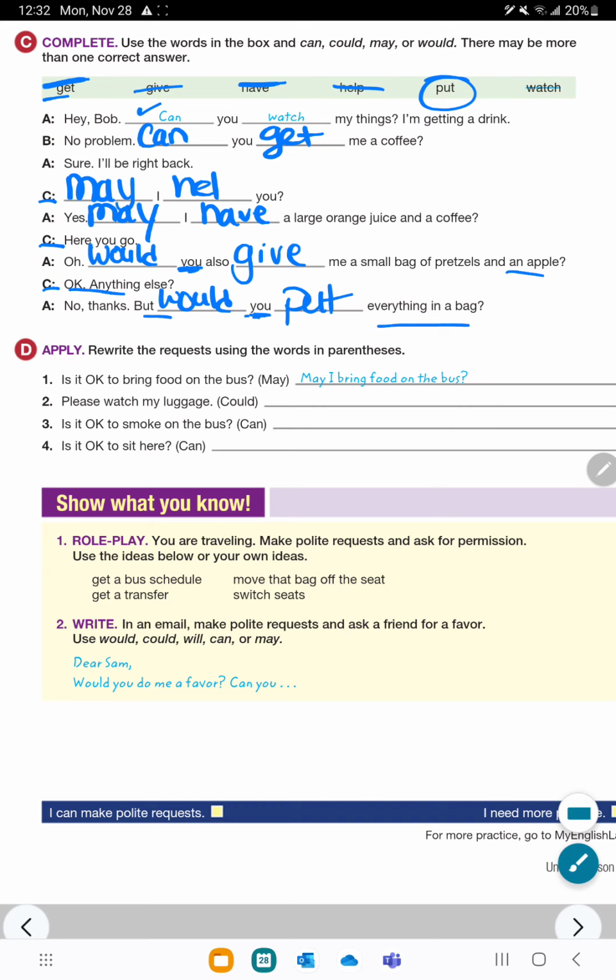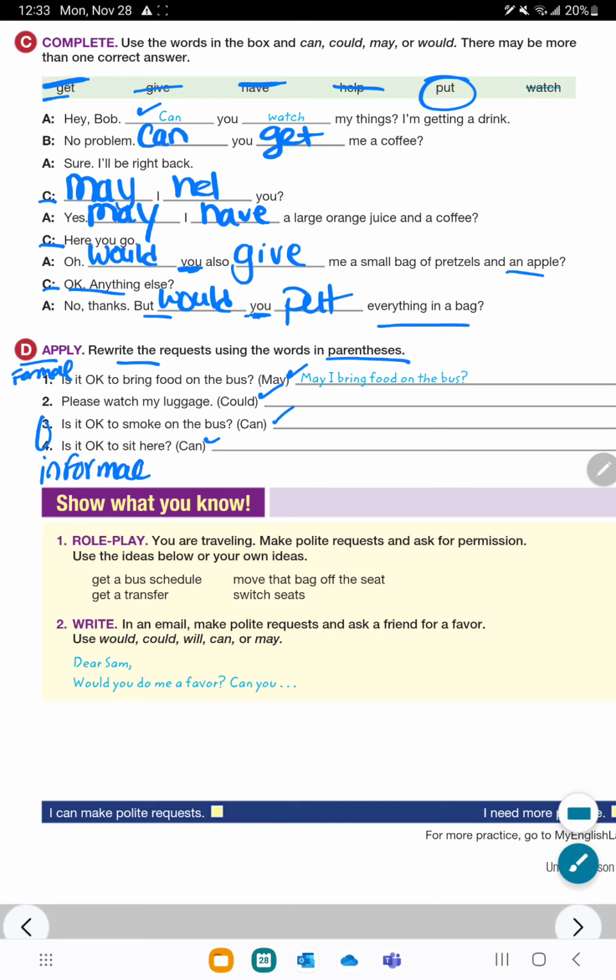Okay, so now let's move on. Pause it if you need to so that you can write them all down if I went too fast. Now let's move on to part D. Here we're going to rewrite the request using the word in parentheses. They told us on number 1, they want us to use may, could, can, and can. So we know that 1 and 2 are going to be formal, and 3 and 4 are going to be informal. Now let's see. Are we asking for a favor or are we asking for permission?